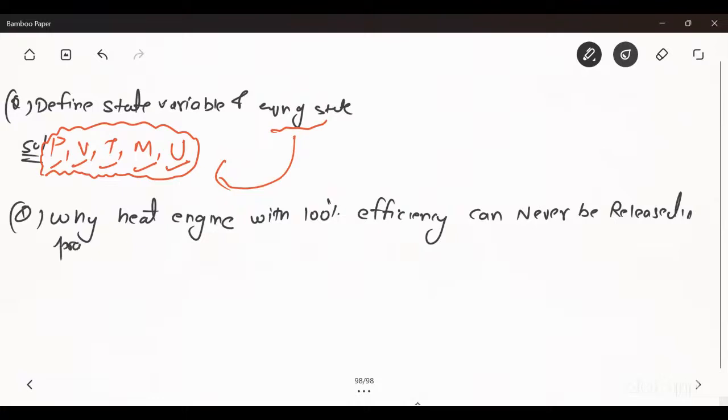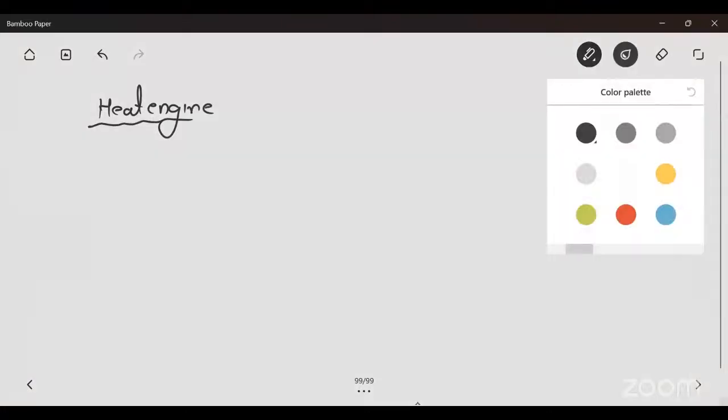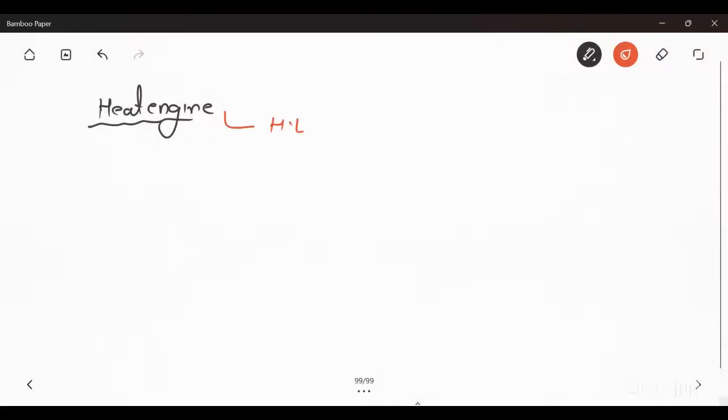Firstly, I will give you a short revision about the heat engine. A heat engine is a device which converts heat energy into mechanical energy. These are all cyclic processes.